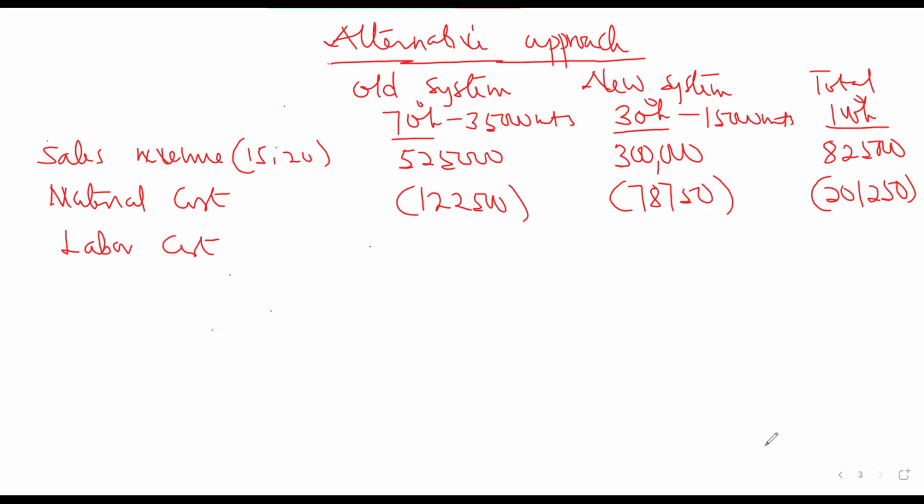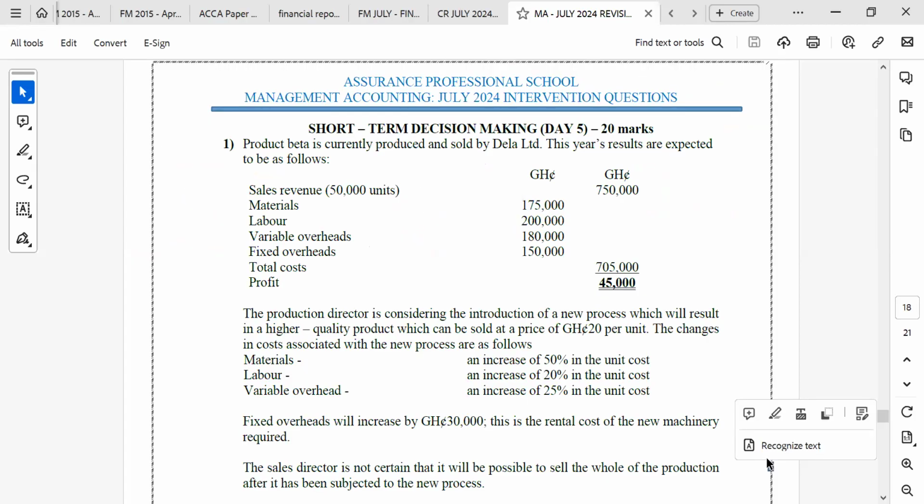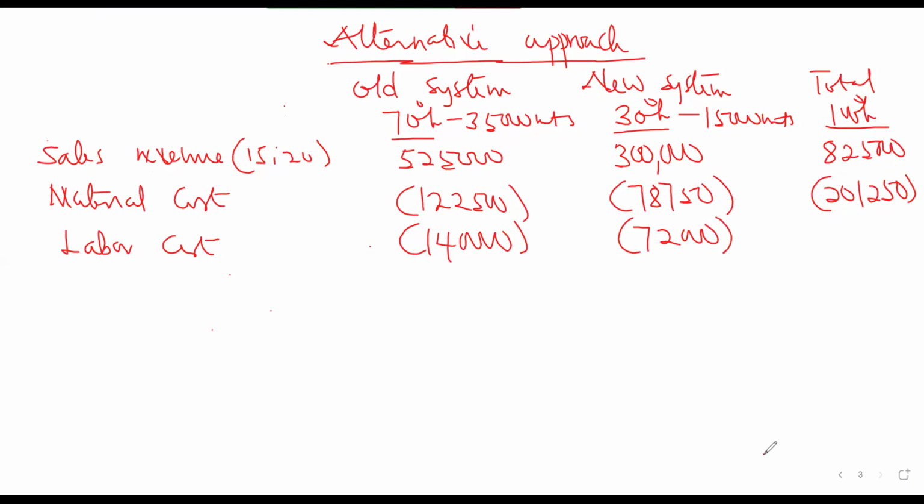Let's come to the labor. What is the labor cost per unit? That was 4. So we are going to be incurring 4 on how many units? 35,000, isn't it? So 4 multiplied by 35,000 is 140,000. What will be the labor cost for the new system now? 4.8. For how many units? 15,000. So multiply by 15,000, that will be 72,000. What will be the total? 212,000.